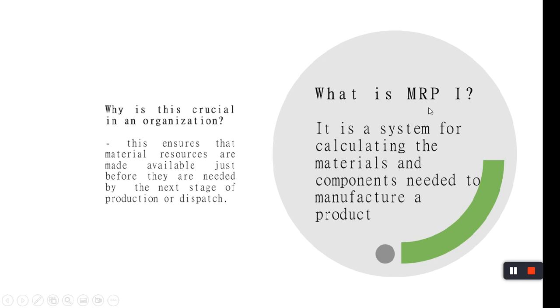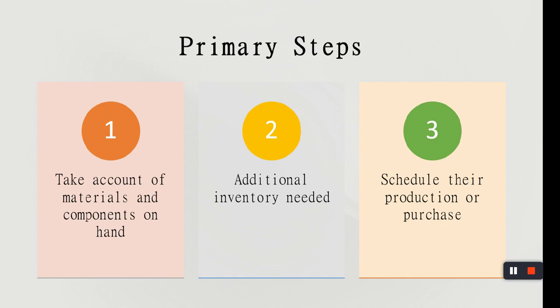So we need MRP to help us decide when we should purchase a new batch of raw materials, how many raw materials we need, and when we need them. So here are the primary steps in our MRP. First is to take account of the materials and components on hand. This shows the beginning inventory. For example, as of the start of this day, we have this much of materials and components.